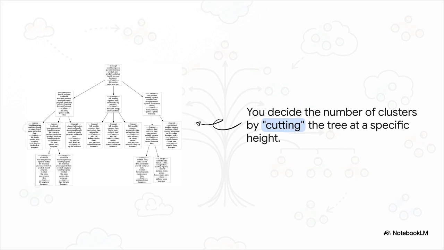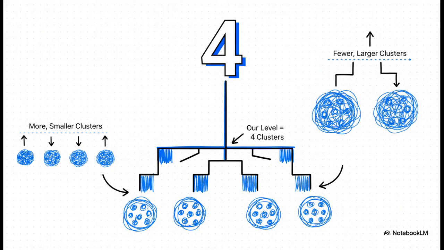See, it doesn't just give you one final answer. Instead, you get to decide how many clusters you want just by cutting the tree. Imagine you're drawing a horizontal line right across this diagram. Every single branch that your line crosses becomes its own separate cluster. Let's make this real. If we draw our line right here, see how it cuts through 4 of the vertical branches? And just like that, we've defined 4 distinct clusters.